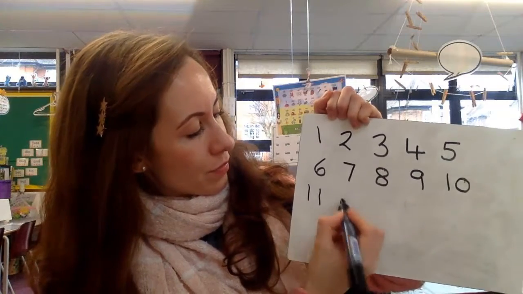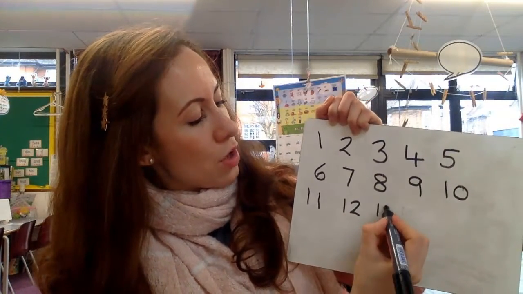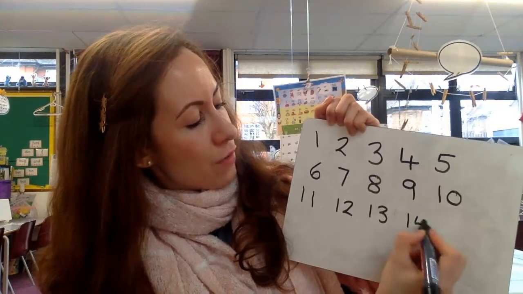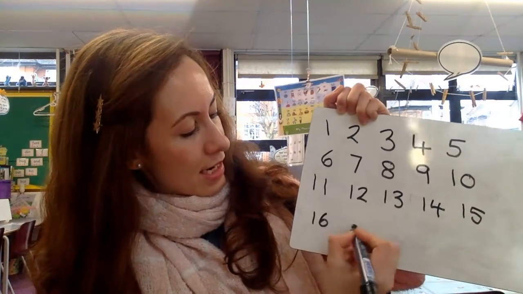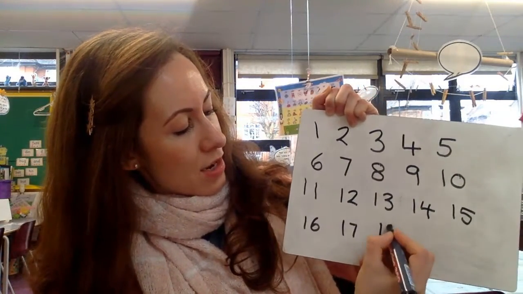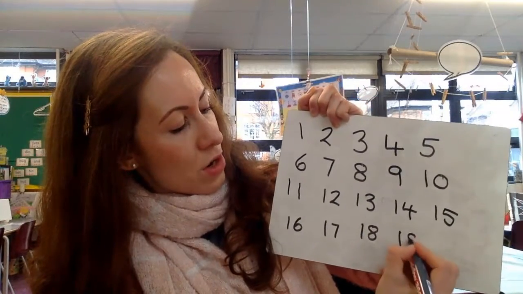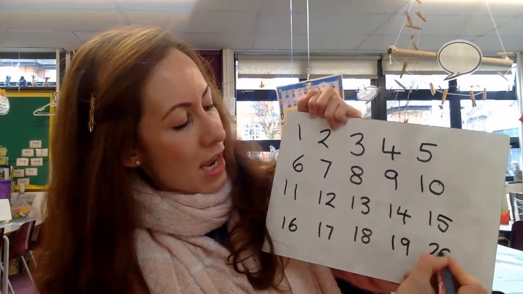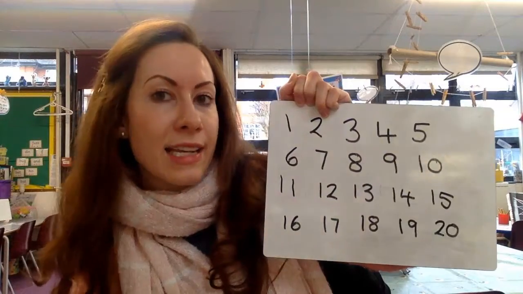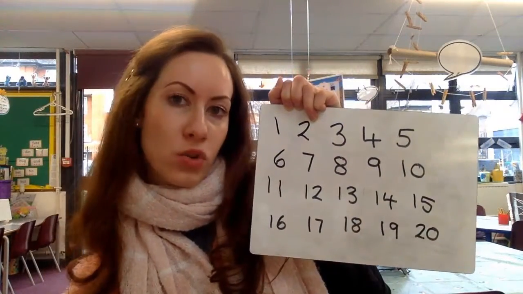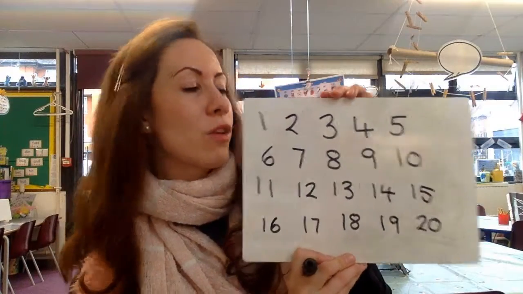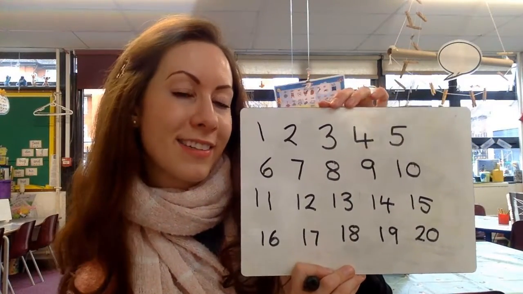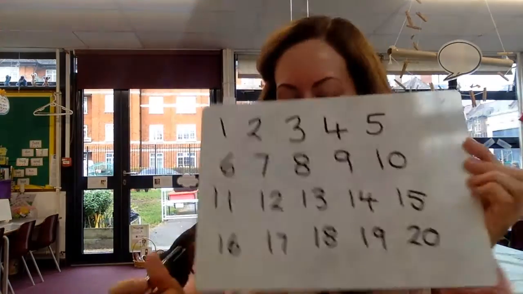Then we've got 11, 12, 13, 14, 15, 16, 17, 18, 19, and 20. Now, can you notice a pattern at all? Can you see a pattern with those numbers? Let me know in the comments if you can see a pattern. Right, okay, so those are our numbers to 20.